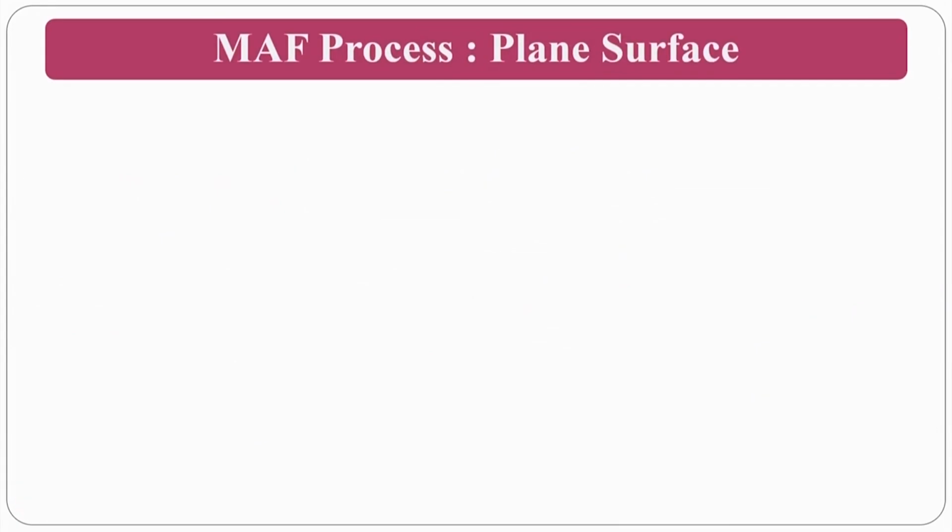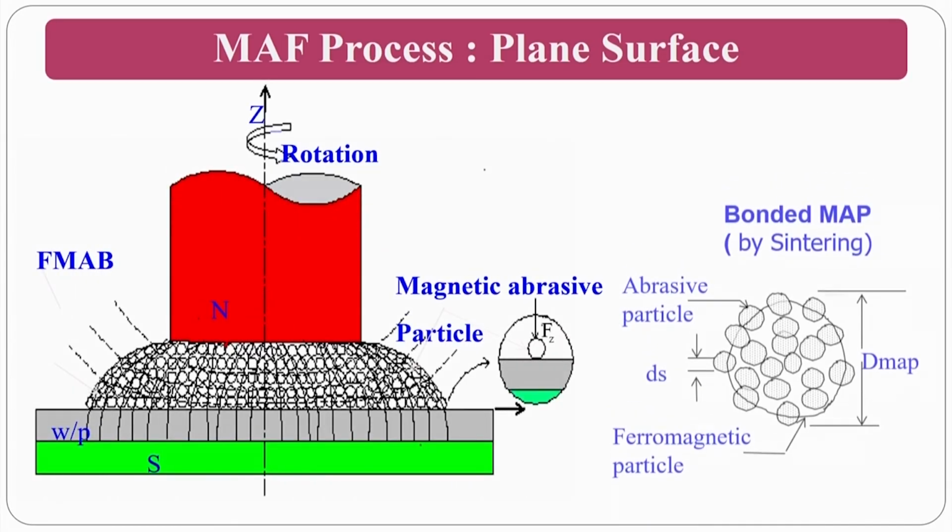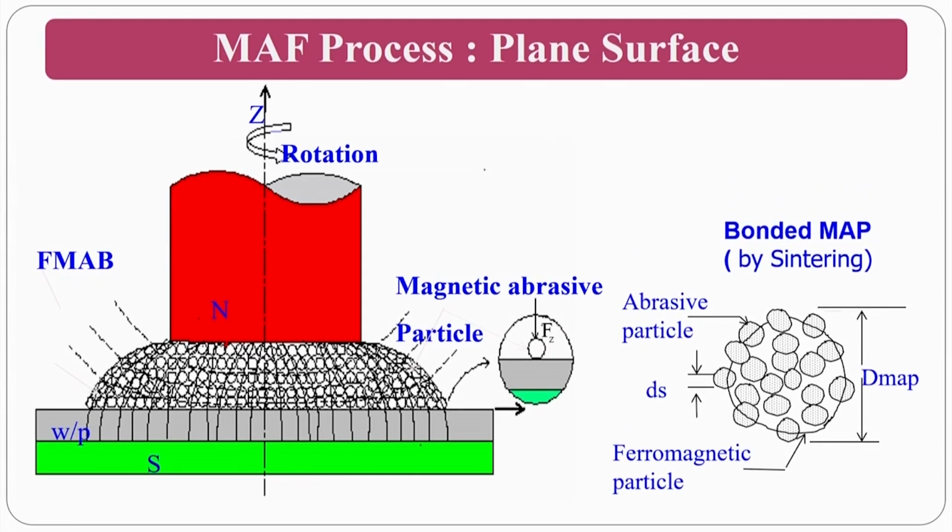So, for planar surfaces, whatever you have seen in the previous slide is also for planar surfaces. The workpiece is there, the flexible magnetic abrasive brush is there. You can see clearly the north pole and south pole where the magnetic abrasive particles are embedded, and this field of lines will support the abrasive particles.